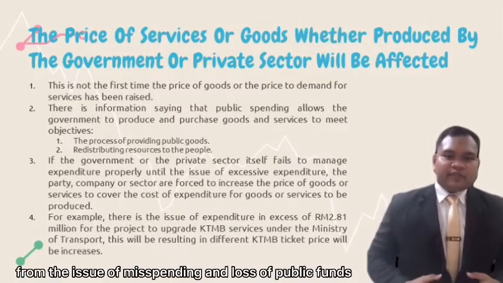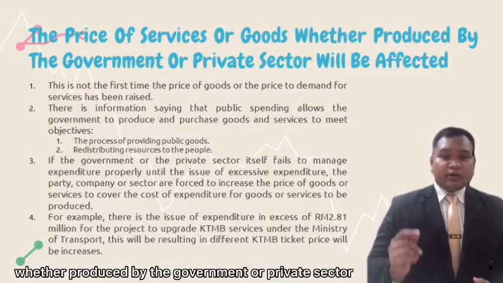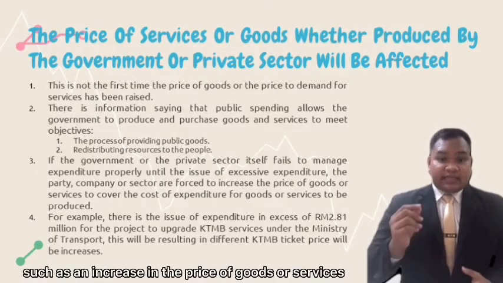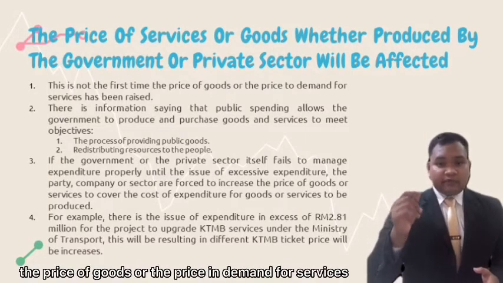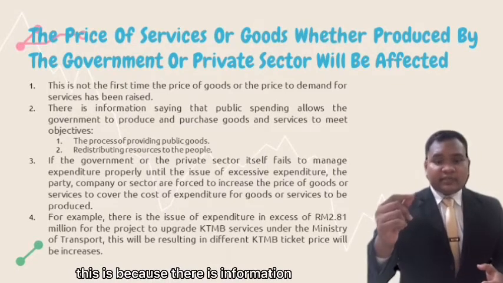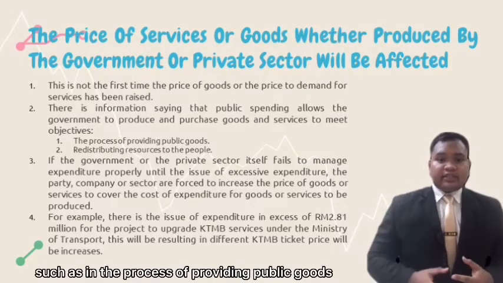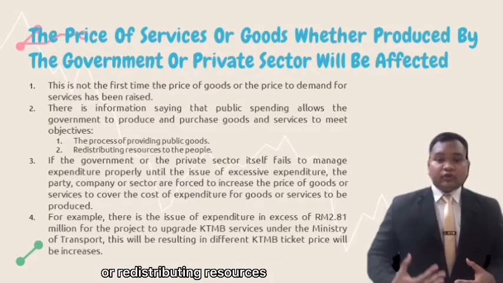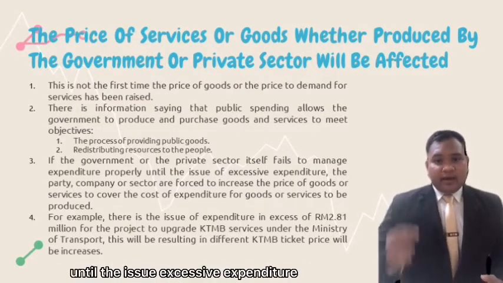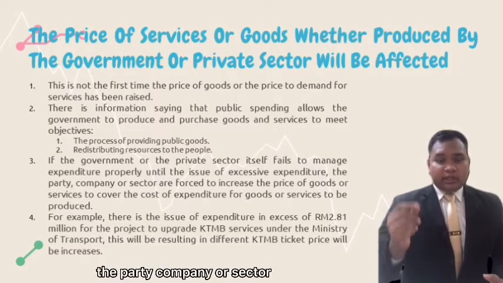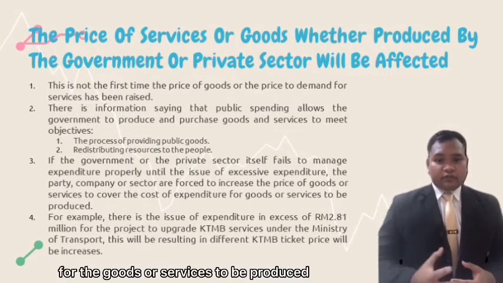The implication of the issue of misspending and loss of public funds in government expenditure or projects is that the price of services or goods, whether produced by the government or the private sector, will be affected, such as an increase in the price of goods or services. As we know, this is not the first time the price of goods or the price in demand for services has been raised. This is because public spending allows the government to produce and purchase goods and services to meet objectives, such as providing public goods or redistributing resources to the people. However, if the government or the private sector fails to manage expenditure properly until excessive expenditure occurs, the party, company or sector is forced to increase the price of goods or services to cover the cost of expenditure for the goods or services to be produced.